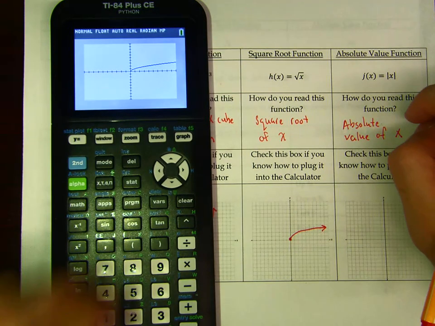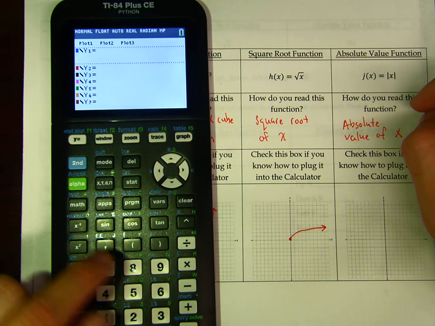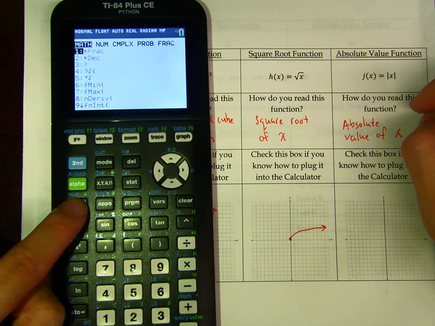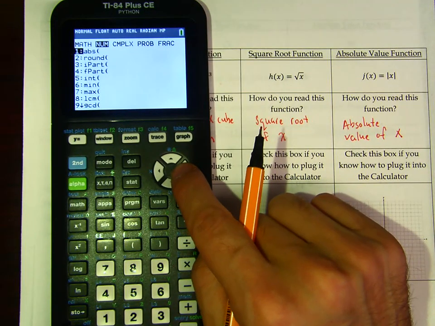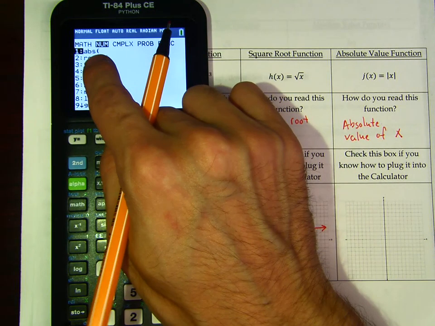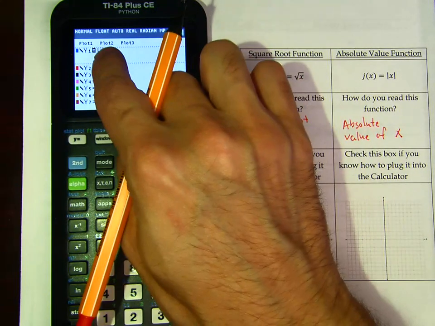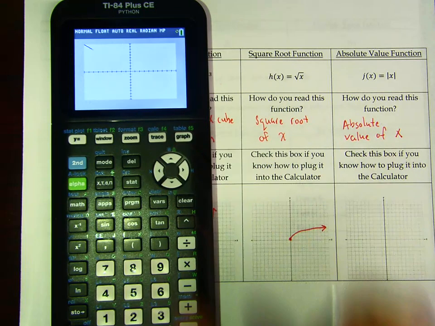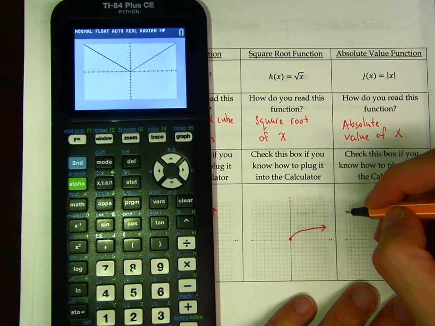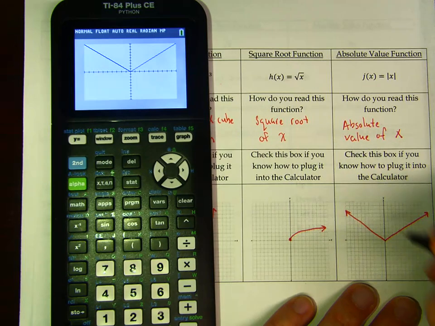Here is the tricky one. Let's hit y equals. Let's see who remembered how to do this one. You hit math. You want to go to num, so you go 1 to the right. And you see how it says ABS open? You hit enter, and then you get the little palitos. Over here you get the lines, and now I could put x. And what does the graph look like? It looks like some very wide V, right? And don't forget the arrows.